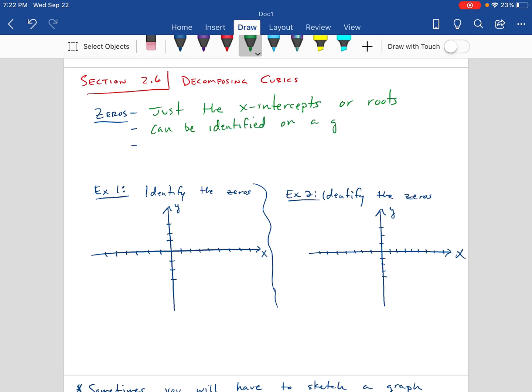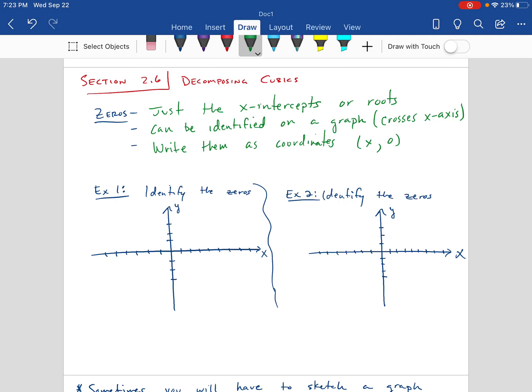on a graph. Okay, so if you remember, x-intercepts are points where a graph or where a line crosses the x-axis. Okay, so that is what you're looking for. Where does it cross the x-axis? And last but not least, we are going to write these zeros as coordinates. Right? X, comma, 0.